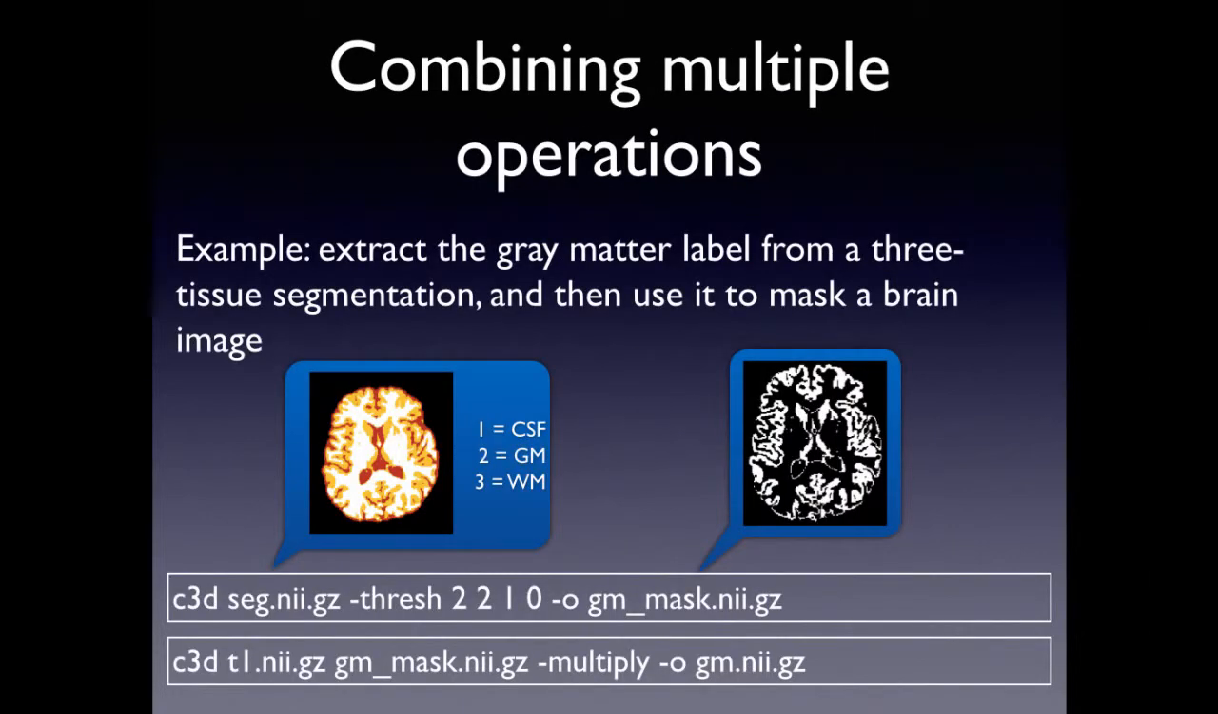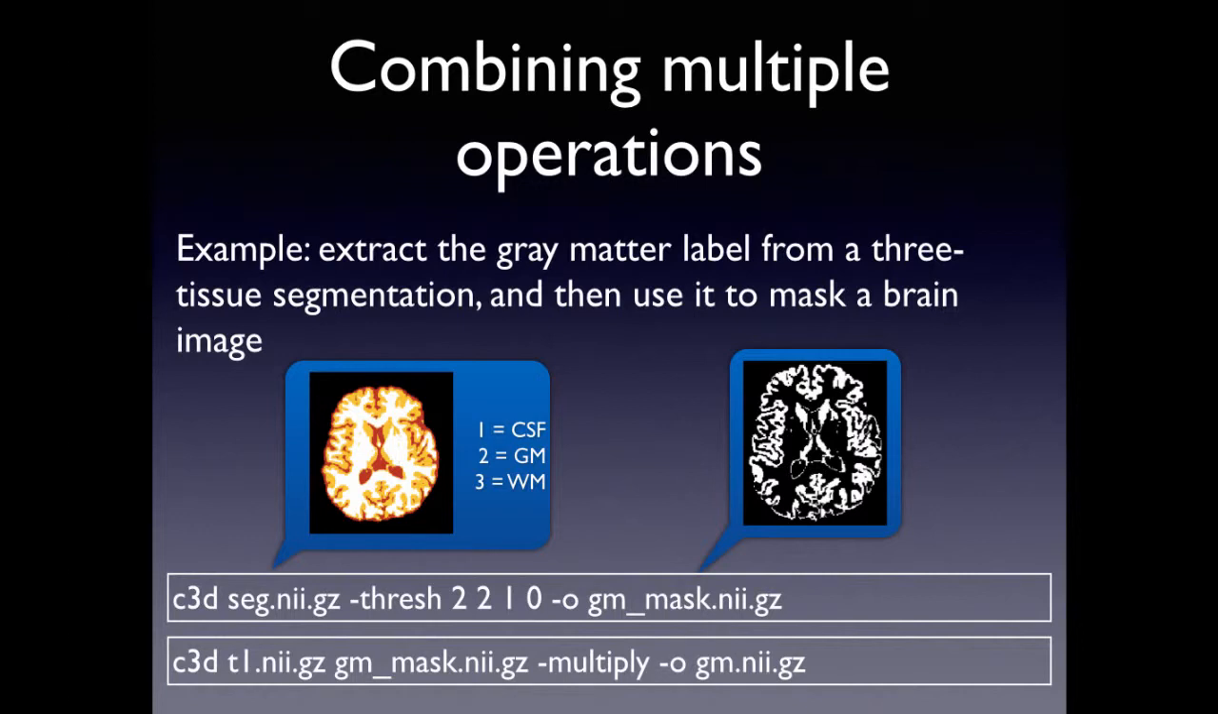Okay, so because we have the stack and we have the results of things that we do still in memory, we can combine multiple operations. So in this example, we have things written as 2 different operations. I'm afraid the bottom one's cut off. So in the first command, we take the segmentation image, which is a 3-label image with CSF, gray matter, and white matter. We threshold out the label 2, which is the gray matter, and we write it out as a mask image. Then we read in our T1 head MRI. We then load the mask that we just made, multiply the 2, and output the result.